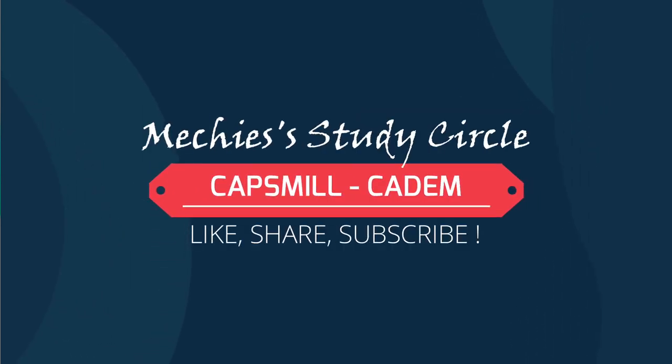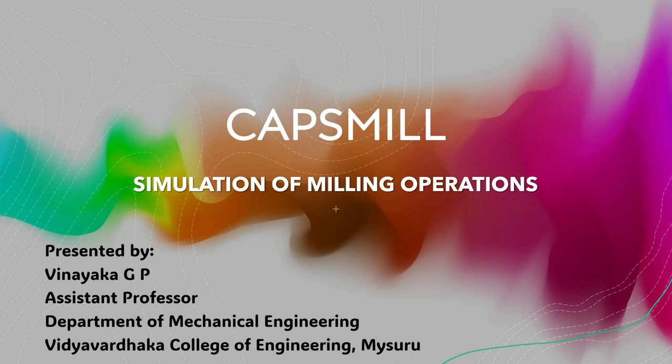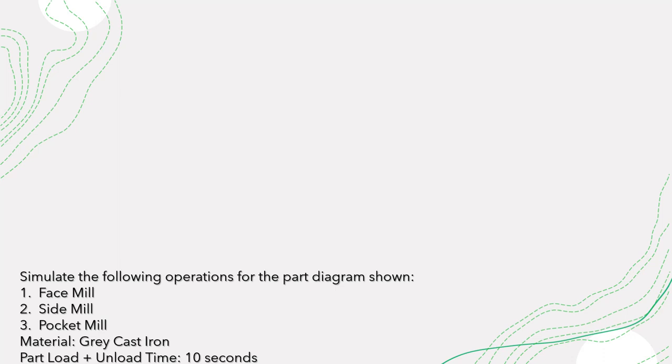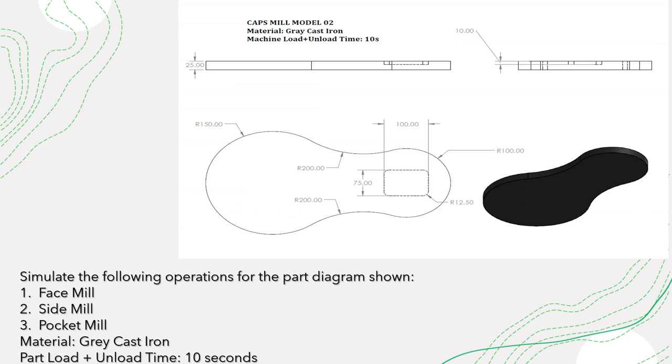In this video, we shall see how to simulate the milling operations using the CAPS Mill of CADEM for the part that is shown. We need to simulate the following operations for the part diagram shown, and all these operations shall be executed on the part. First we shall execute the face milling, side milling, followed by the pocket milling. The data given to us is: the material is grey cast iron and the part load plus unload time is 10 seconds.